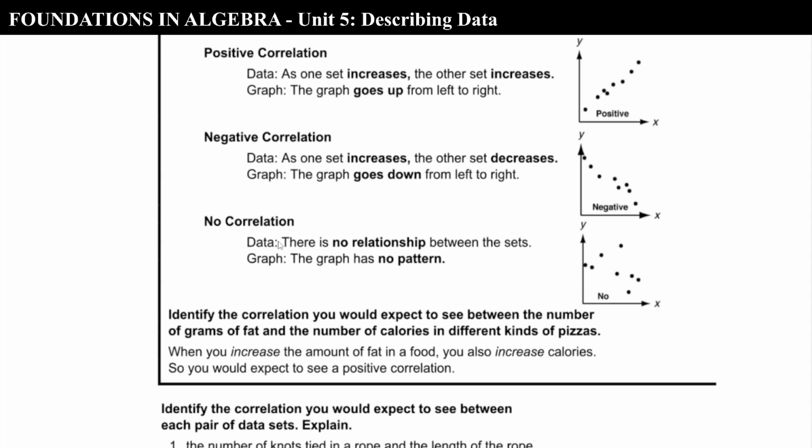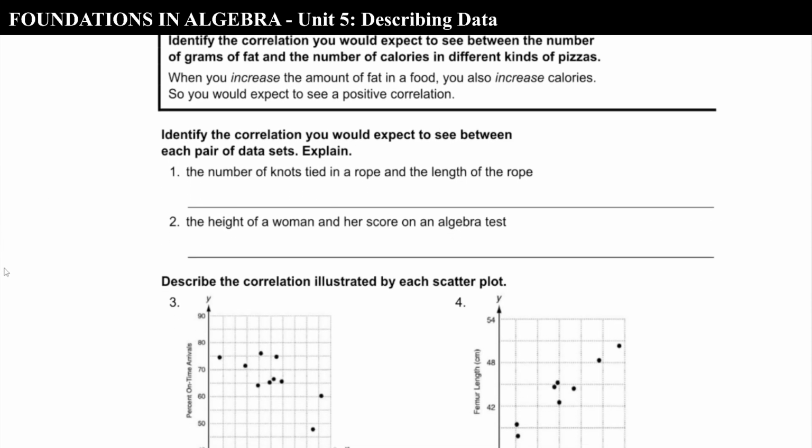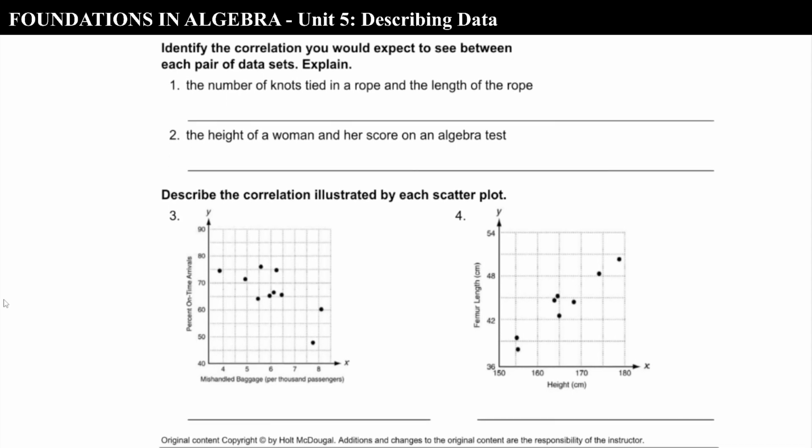So what we're going to do is identify the correlation we would expect to see between the number of grams of fat and the number of calories in different kinds of pizza. So when you increase the amount of fat in a food, you also increase the calories. So since the calories are going up at the same time the fat is going up, you'll have one of those variables on the x-axis, the other on the y-axis, and so you would have a positive correlation. So it would look like this top one here. If this top one had fat here, as fat goes up, calories goes up, and that would be your positive correlation here.